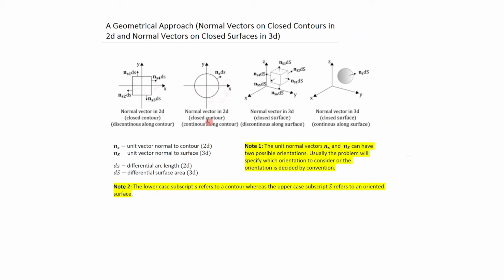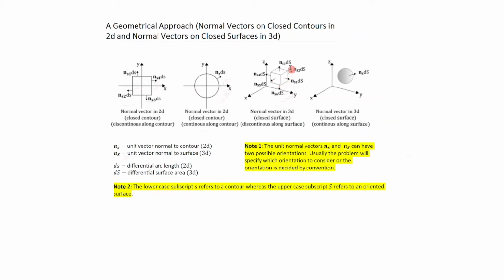And as usual, the definitions for ns apply. If we move to 3 dimensions, we are now able to make some sense of a normal vector. But in this case, the normal vector is normal to a surface, for a closed surface. For example, here I've got a closed surface representing 6 surfaces. It's just a rectangular box.